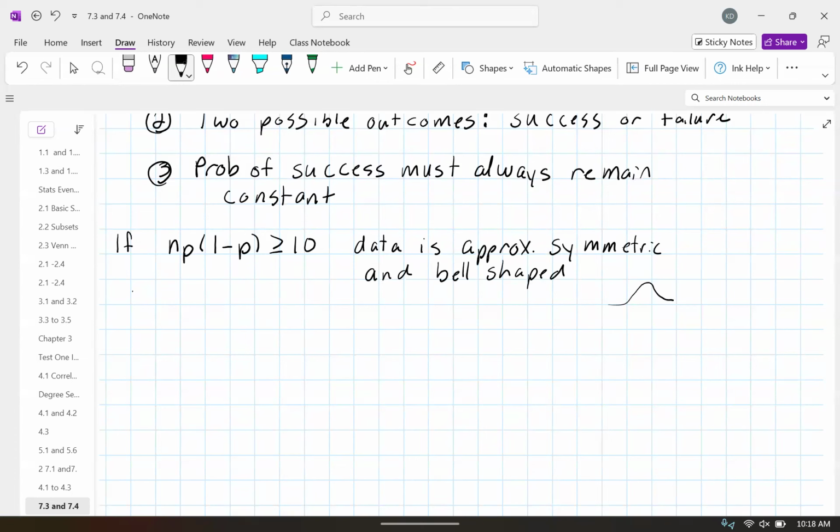So n is the number of data, our number of participants, whatever. So the number of things in our group. p is the probability of success. 1 minus p then is the probability of failure.